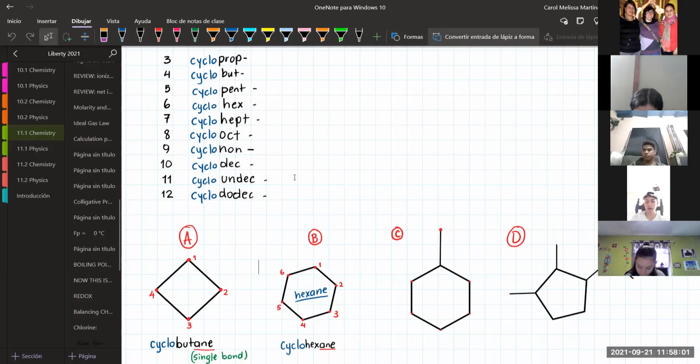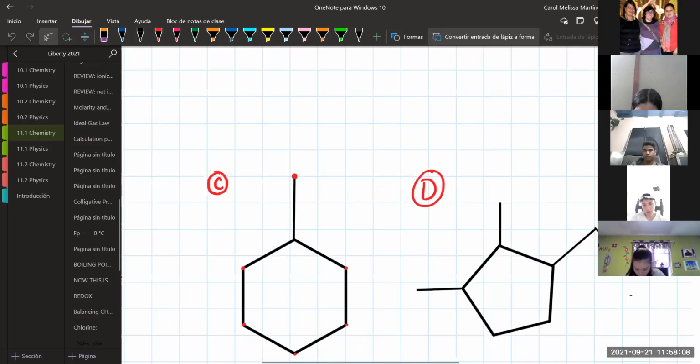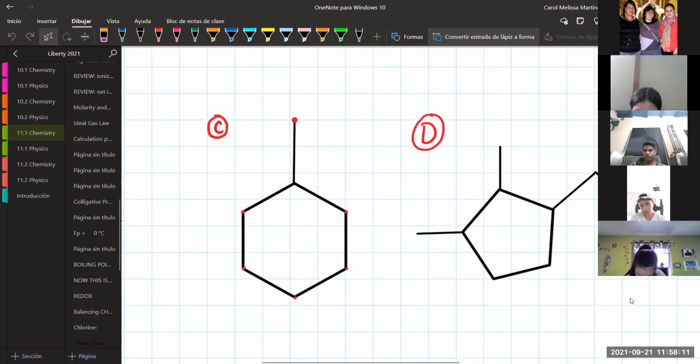Sometimes, like in the example C, and I will zoom in on example C and D because they're a little bit more complex. Please focus on this part. In the part C, do you notice that I have this geometric figure, okay?